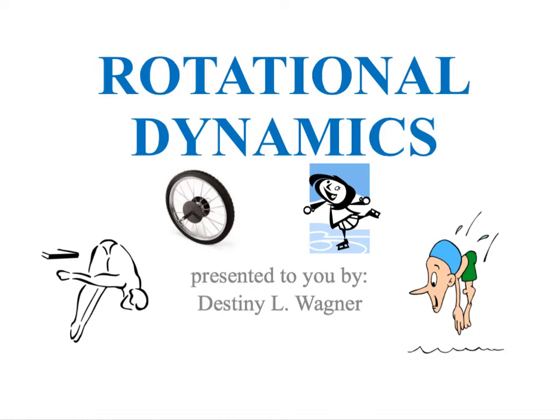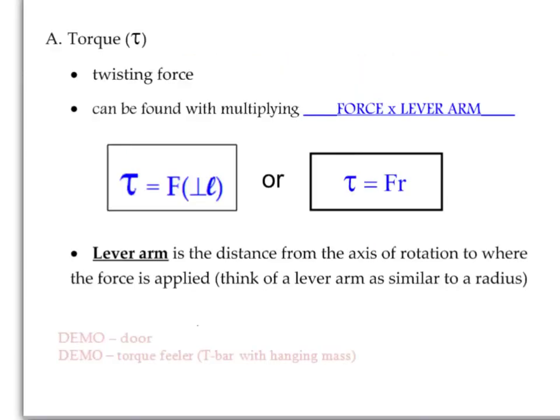So Roman numeral 4 is going to be on the rotational dynamics section. Do you remember what dynamics means? Dynamics was the study of motion with considering the cause. So with rotational dynamics, we're looking at studying things that are spinning with considering the cause. For regular dynamics, the cause was force, and for rotational it's going to be torque.